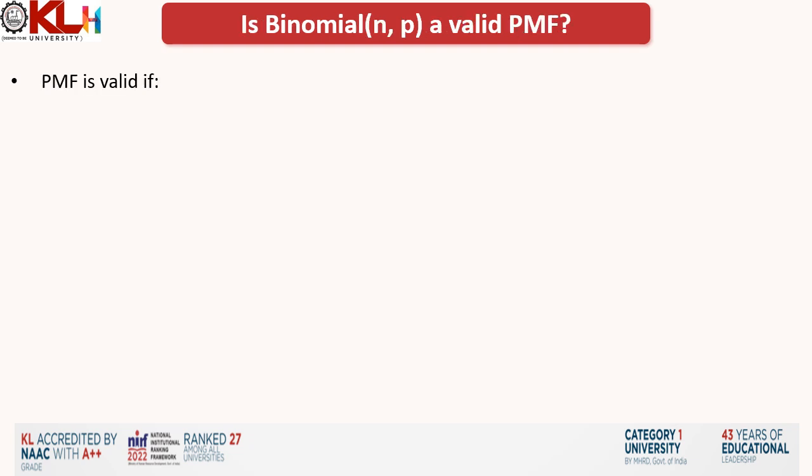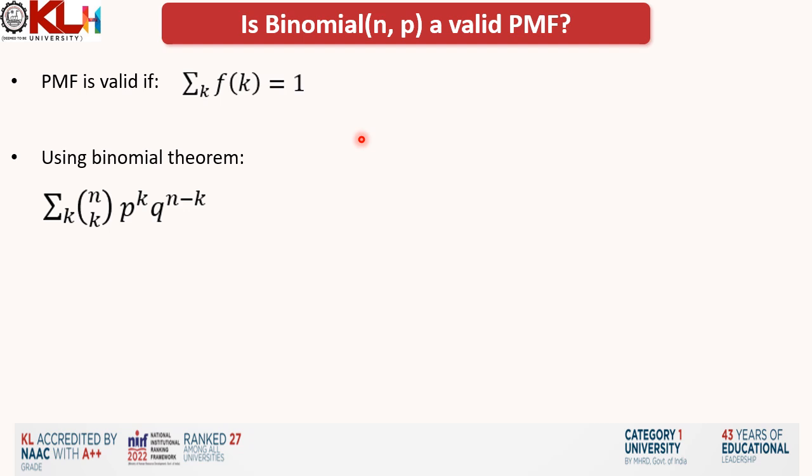Now let's see if the PMF is valid. The PMF is valid if the sum over all values of k is equal to 1. Using the binomial theorem, this is the result for (p plus q) to the power n. Now since p plus q is 1, 1 to the power n is 1. So we can say that the PMF is valid.